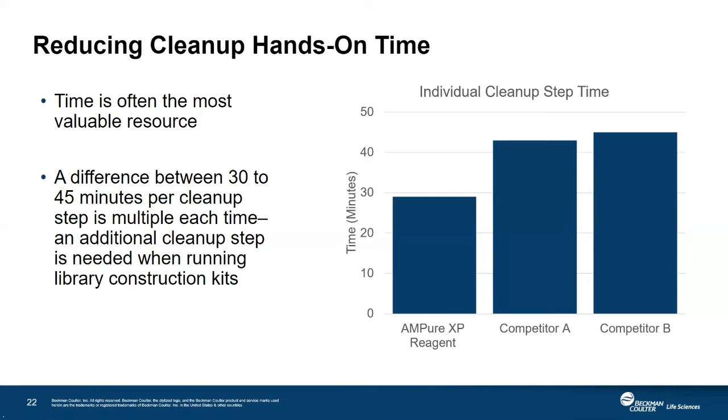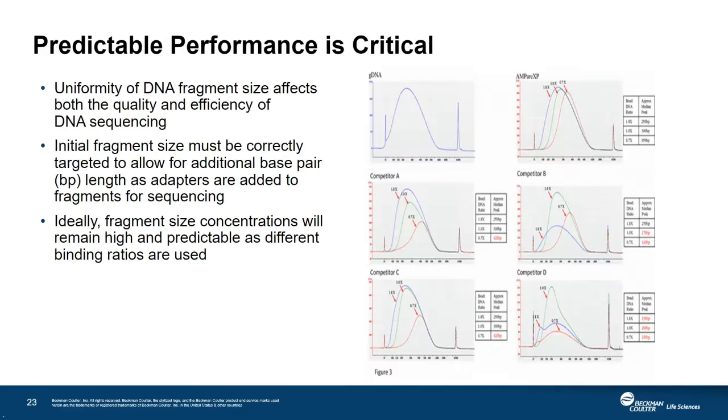In the majority of these library construction kits, there are multiple cleanup steps that are needed. So if you were only doing one cleanup step, it's about a 15-minute time savings. But as you need multiple cleanup steps in this library construction, you're going to amplify that time savings. So if you have two cleanup steps, you're now looking at 30 minutes difference in the hands-on time that's required using Ampere versus a competitor.